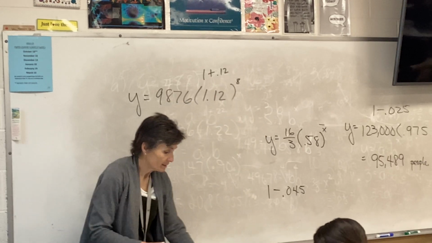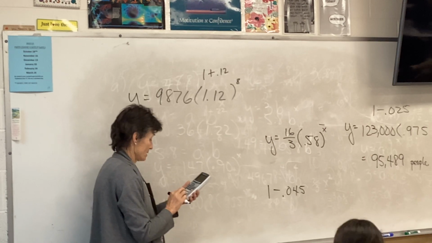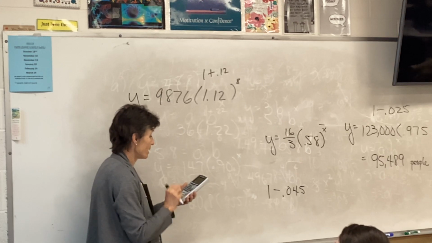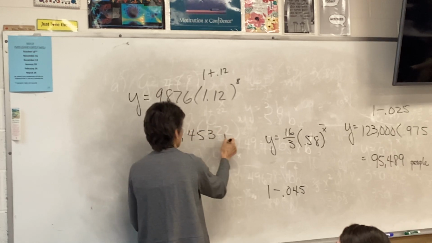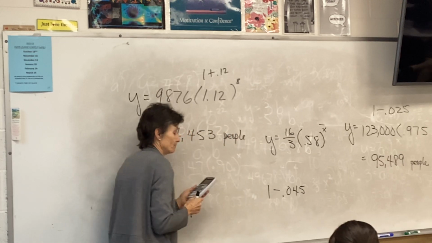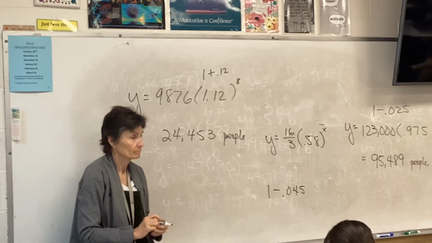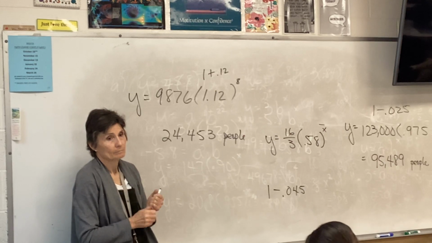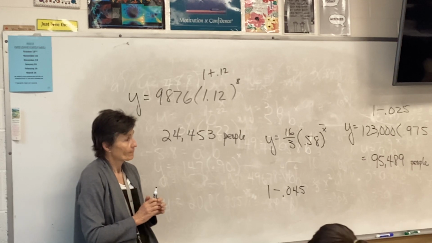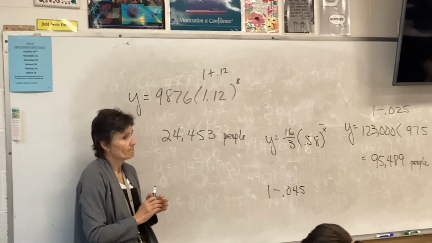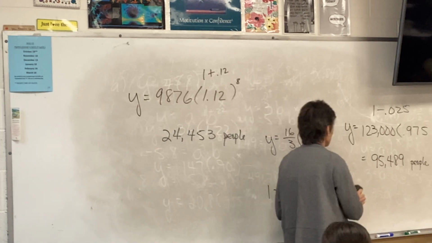So just type it in. 9876 times 1.12 to the 8th. I got 24,453. All right, got it? Okay. 3.2, done. Homework due Thursday.